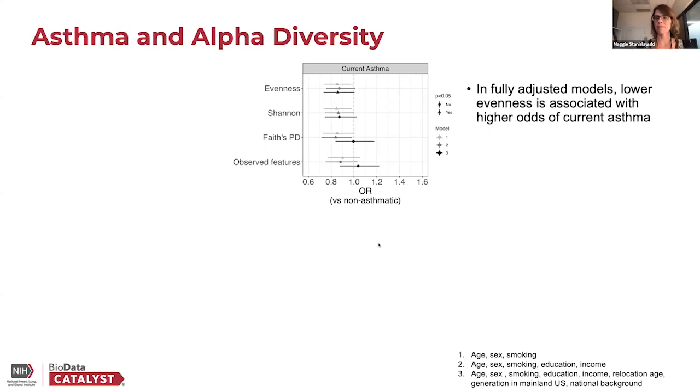And so we looked at 4 different metrics of alpha diversity that capture different aspects of evenness and richness. And those are shown in this picture on the y-axis. And then we looked at them in relation to current asthma. And the black on this figure is showing our fully adjusted model. So we're adjusting for all the potential confounders that might obstruct the relationship. And so we can see there's not a strong relationship between alpha diversity and current asthma. Evenness is actually a little bit associated. So lower evenness is associated with slightly higher odds of current asthma, but it's not a very strong relationship.